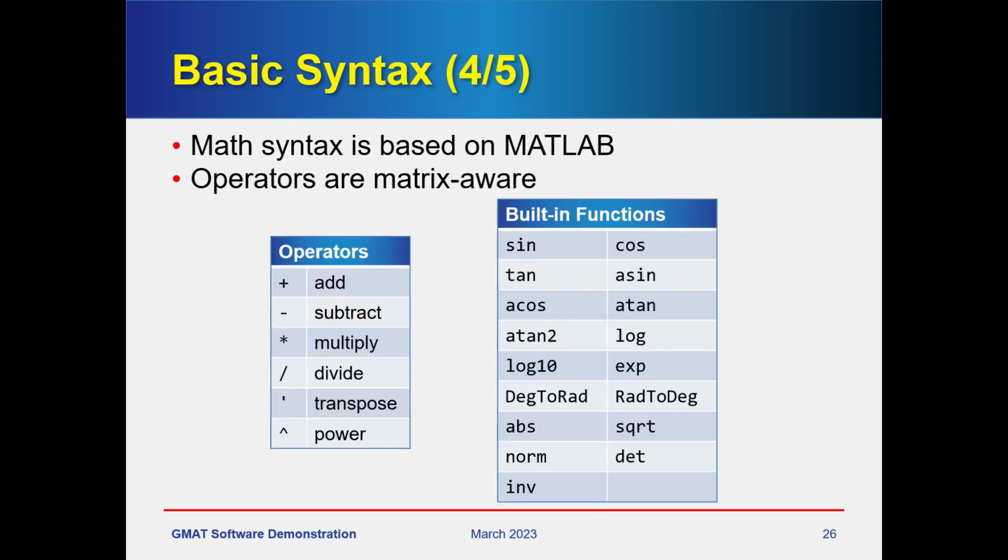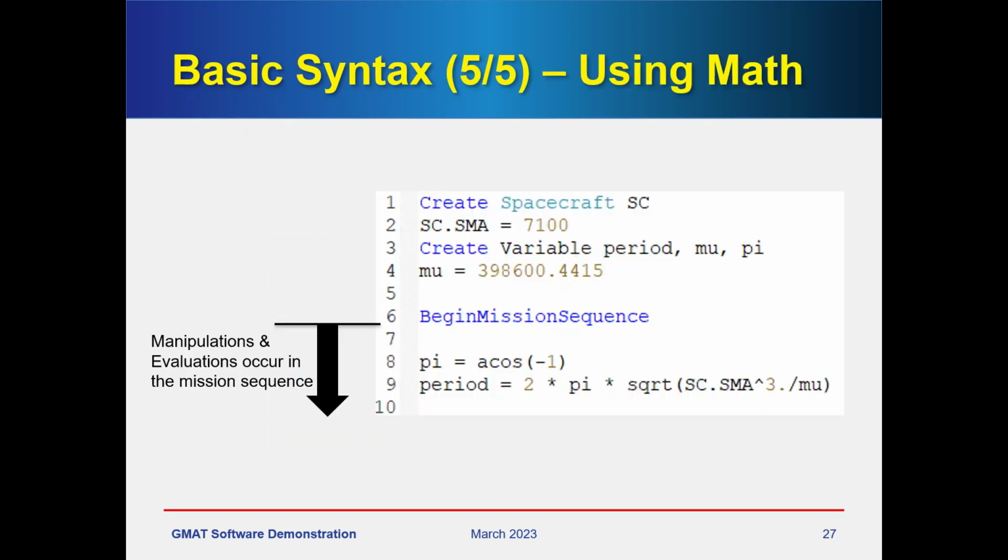Math syntax in GMAT is based on MATLAB. If you are familiar with MATLAB, this should be pretty simple. Like MATLAB, math functions are matrix aware. As long as you have a valid matrix operation, you can add 2 matrices together, multiply, transpose, etc. There are also a number of built-in math functions. The list is shown here: sine, cosine, tangent, degree-radian conversion, etc. Just a reminder that when using math, you can only perform evaluations and manipulations in the mission sequence. If you try to do this in the initialization section, you'll get an error.